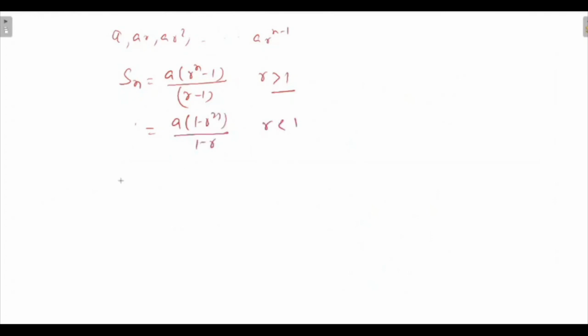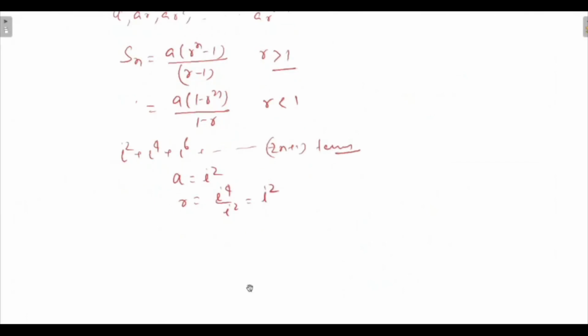So in this case, you had i square plus i to the power 4 plus i to the power 6, and it was going up to 2n plus 1 terms. So if you have to use the formula, here a is i square, r is i to the power 4 upon i square, which is again i square. So if you have to use the formula S n, in this case it's S 2n plus 1. So the first term is i square, r is i square to the power, basically in place of n you have to write 2n plus 1, and then you can write minus 1, and then in the denominator again you can write i square minus 1, because r is i square.